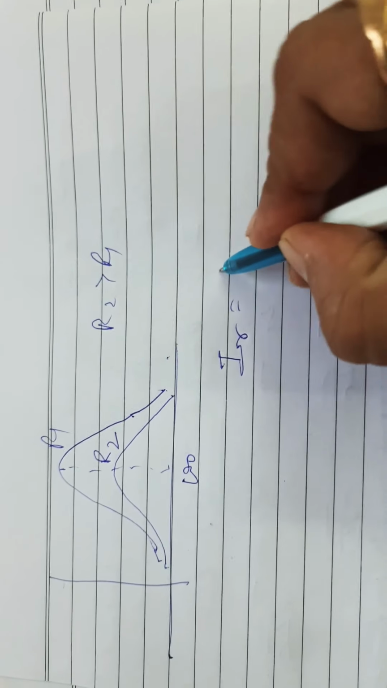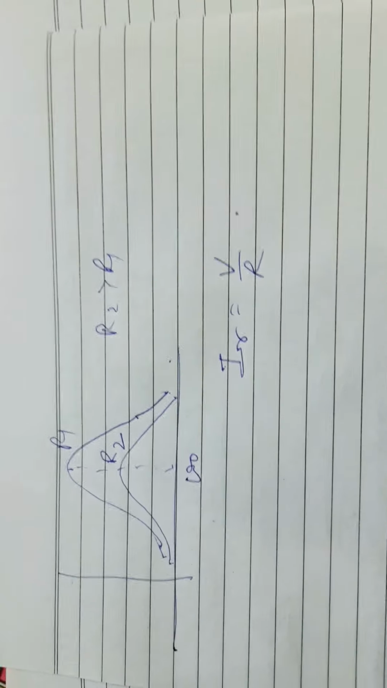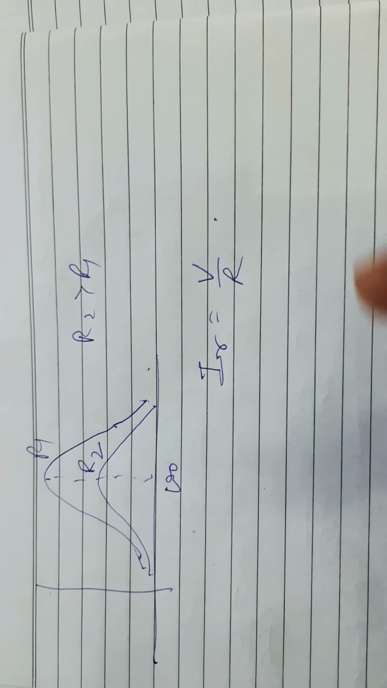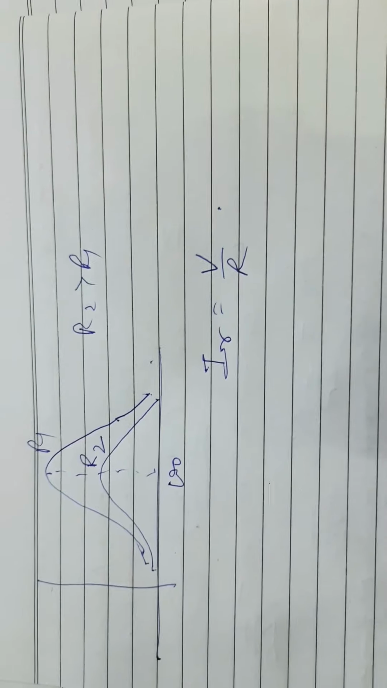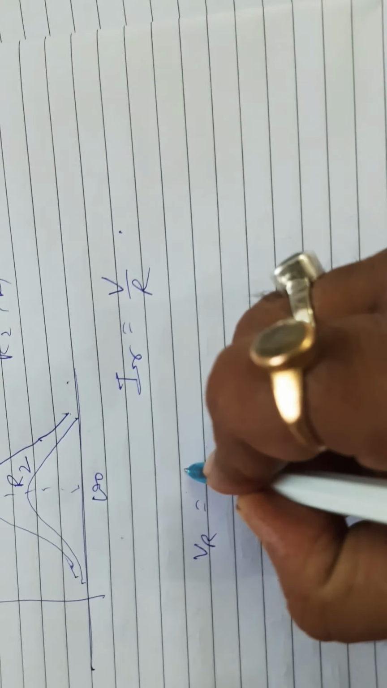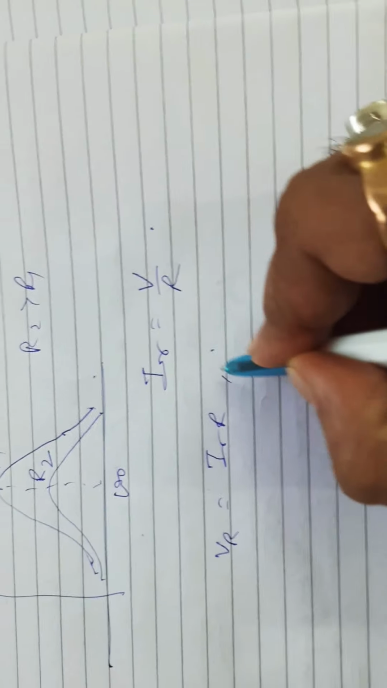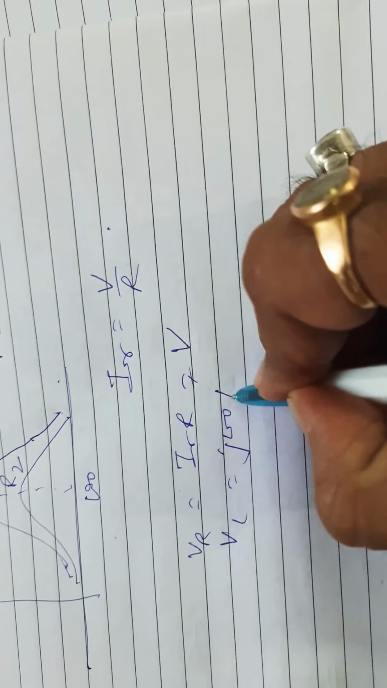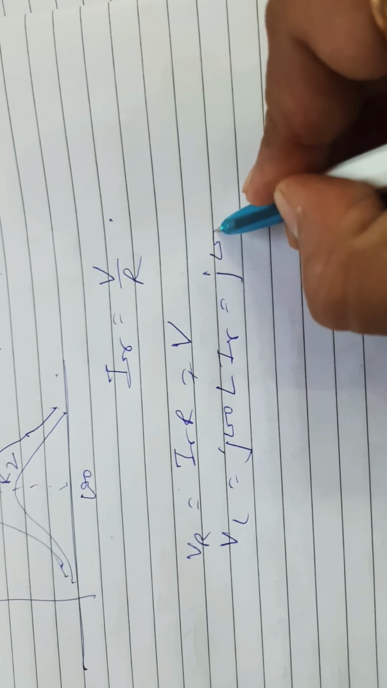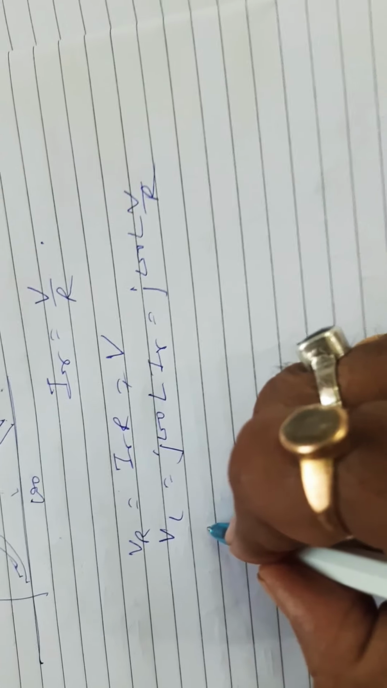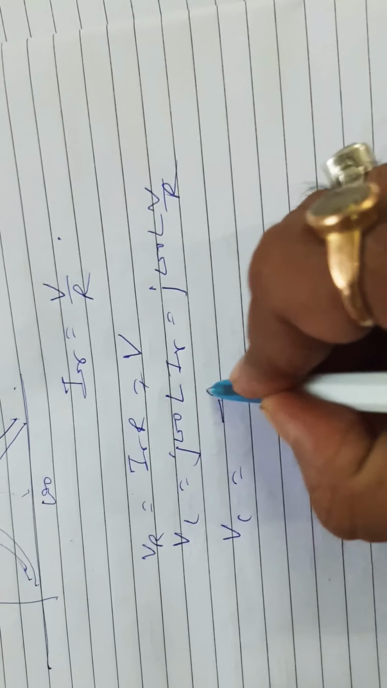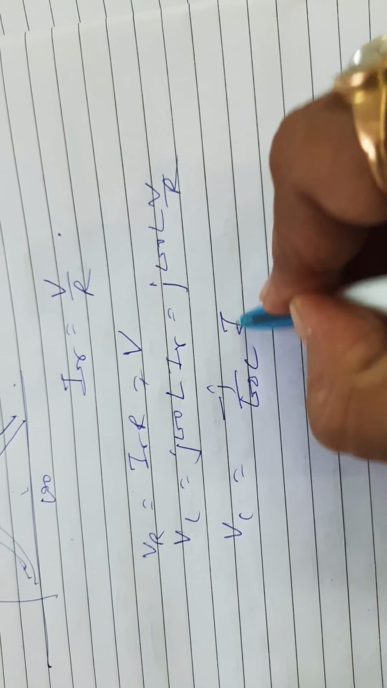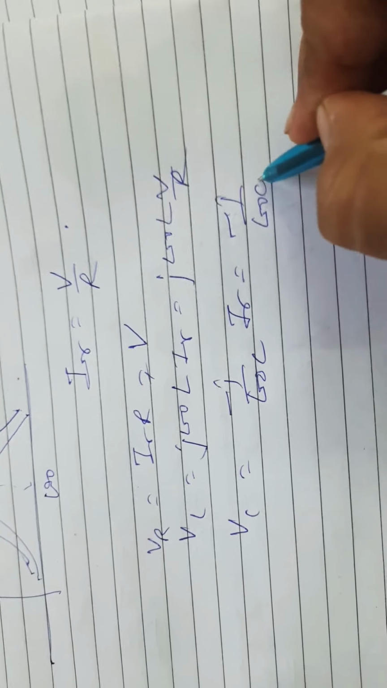Now if V is the RMS voltage applied to the circuit, the RMS current at resonance will be given by I_R equal to V by R. Now denoting the phasor voltages across R, L and C: V_R is equal to I_R into R, which is equal to V; V_L is equal to j omega naught L into I, which is j omega naught L V by R; and finally V_C is minus j by omega naught C into I, which is minus j by omega naught C R into V.